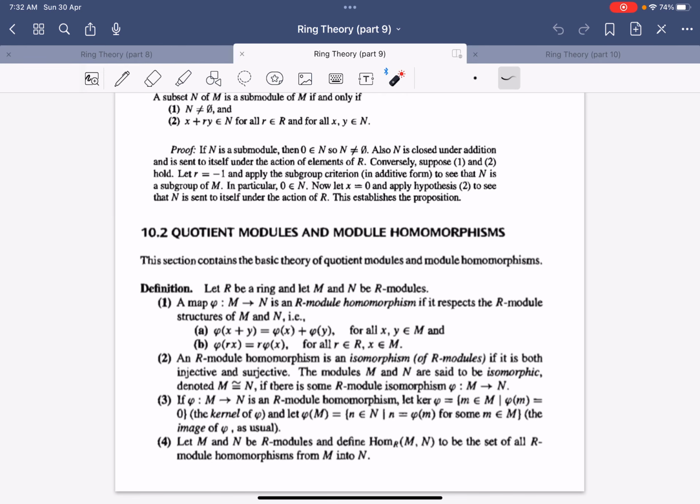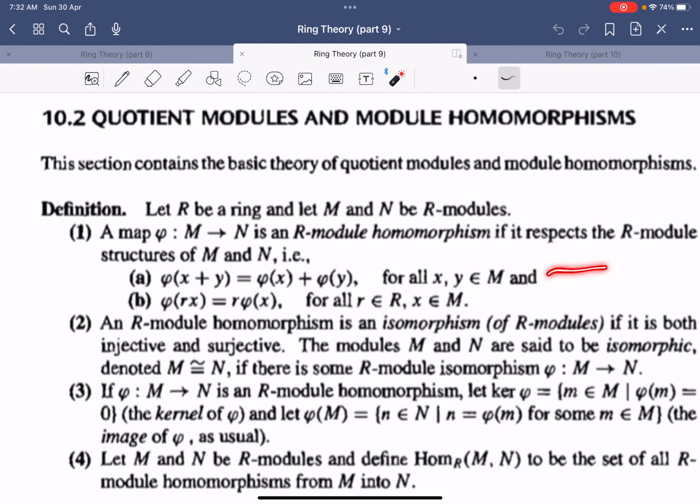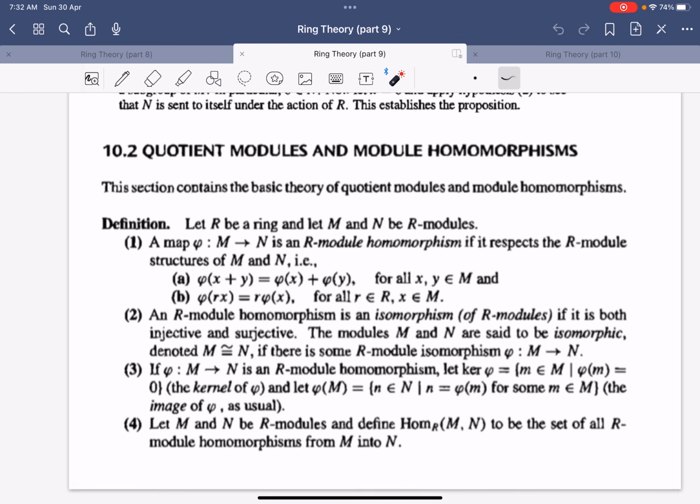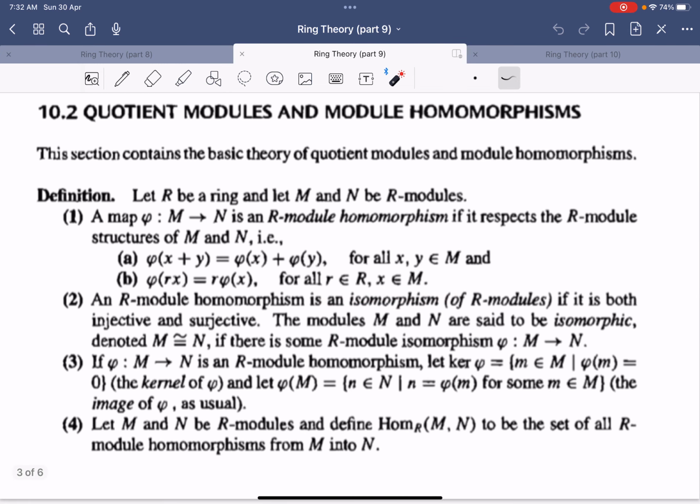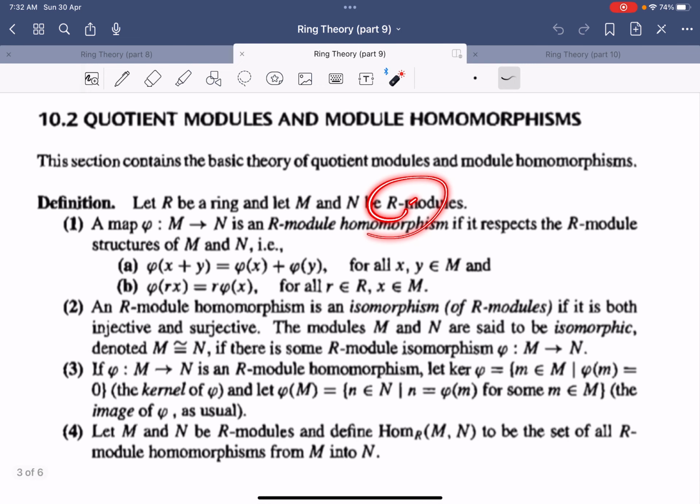Next, we will talk about quotient modules and module homomorphisms. And it's very similar to group homomorphisms and ring homomorphisms already. And so we say a map is an R module homomorphism if it respects the R module operation. So it first must respect the group operation of M, and then it must respect when you scale it by R. So R times X, when you send it, it will be R times phi of X. And it's an isomorphism if this homomorphism is bijective.